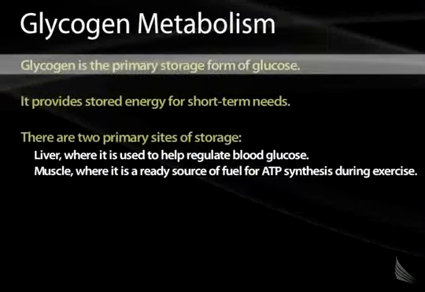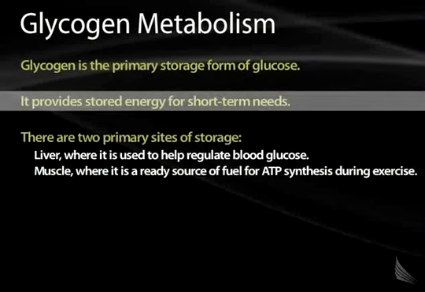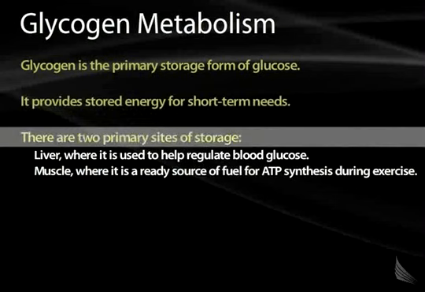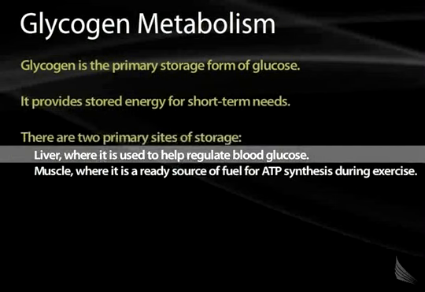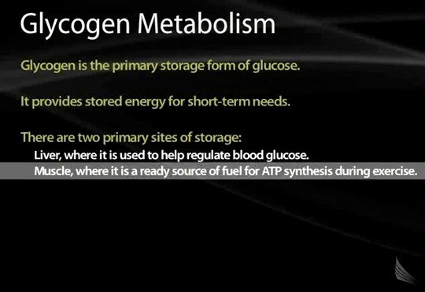Now, as I indicated before, glycogen is the primary storage form of glucose, and glycogen provides stored energy for short-term needs. There's two primary sites where glycogen is stored. One is in the liver. Now, the function of glycogen in the liver is to help regulate blood glucose. Glycogen can be consumed in the fasted state and produce glucose to help maintain a normal blood glucose. The other place that glycogen is stored is in the muscle. And in the muscle, it functions as a ready source of fuel for ATP synthesis during exercise.